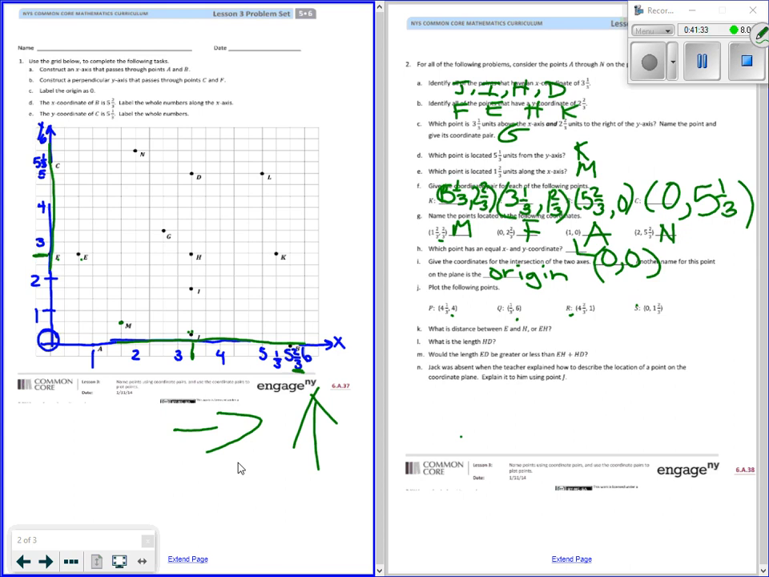This is recording, by the way. 4 and 1/3 and 4. There you go. Label it P. So there's 4. 4 and 1/3 is the next one over. So 4 and 1/3 is the X. 4 is the Y. So P is right there. So Q.